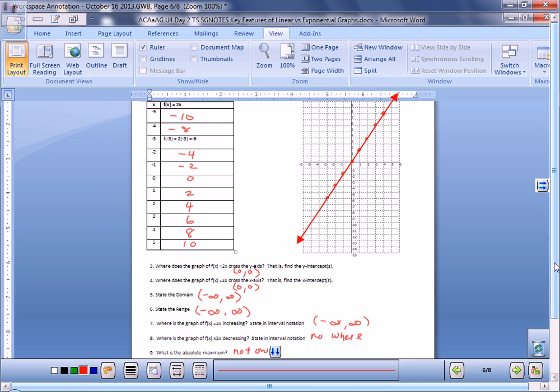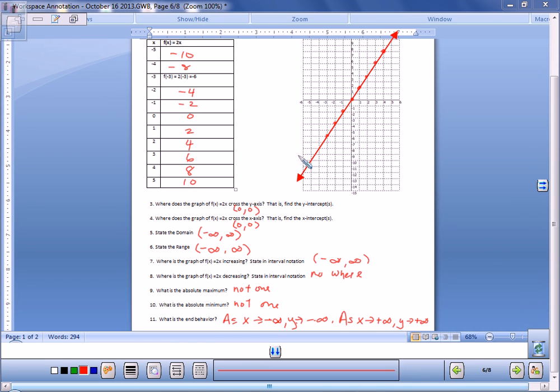Okay, today in class we did a learning task, and in this learning task it was another review of linear. When we take this y equals 2x and we find the values and we sketch the graph, we get this straight line. It has a y-intercept of (0, 0), and an x-intercept of (0, 0). The domain and range are both negative infinity to positive infinity. The function is increasing from negative infinity to positive infinity. It's never decreasing. It does not have an absolute max nor an absolute min, but we can describe the end behavior: as x approaches negative infinity, y approaches negative infinity, and as x approaches positive infinity, y approaches positive infinity.